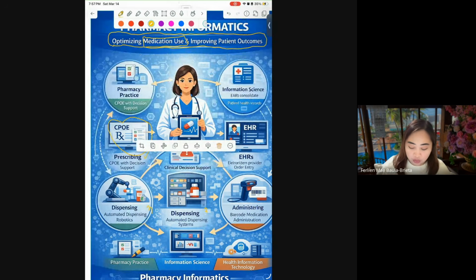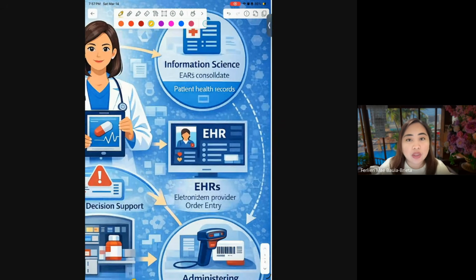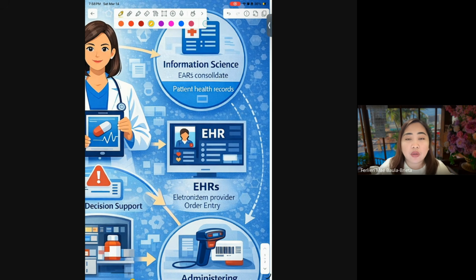There is also what we call EHR. The EHR is referred to as the electronic health records. This is another fundamental component of pharmacy informatics. So what does EHR do? The EHR, or the electronic health records, consolidate patient health information, and it can begin within the community pharmacy. That includes medication history, laboratory results, diagnosis, and treatment plans.